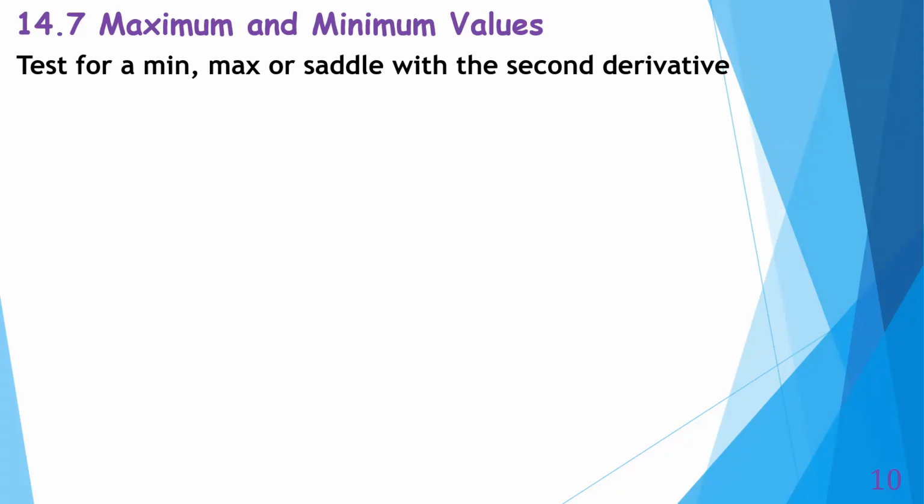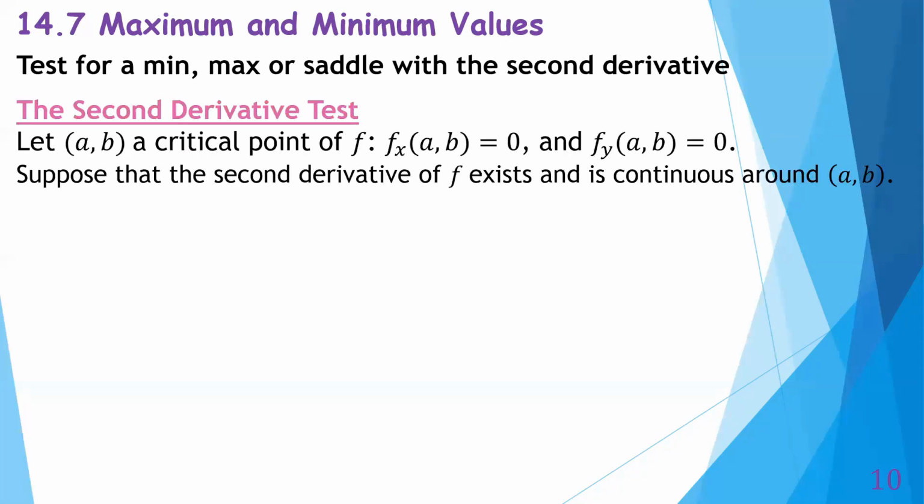So the first order partial derivatives give the critical points. To characterize them, we need the second order partial derivatives. So this is the second important result of this section. We have two important results: how to find the critical points and how to test for a min, a max, or a saddle. So we have the second derivative test.